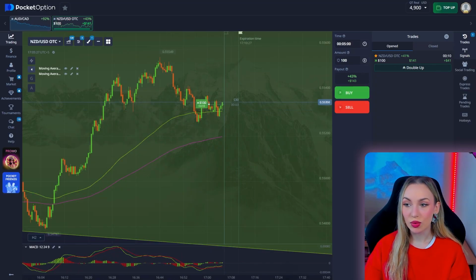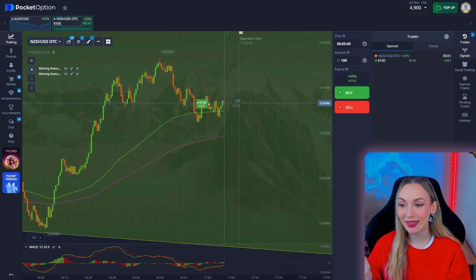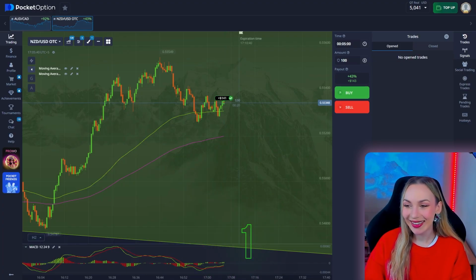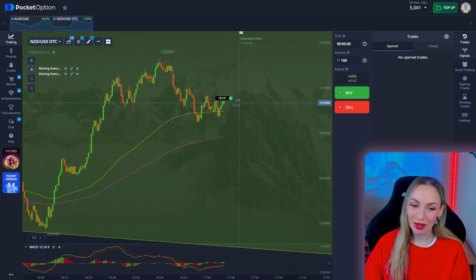The price is moving pretty slow, and maybe I needed here more than 5 minutes, but in the last moment the price went up and that's the first profit. Okay, I think next time if I open the trade here, I would open it for not 5 minutes, but maybe 7 minutes would be the perfect time.